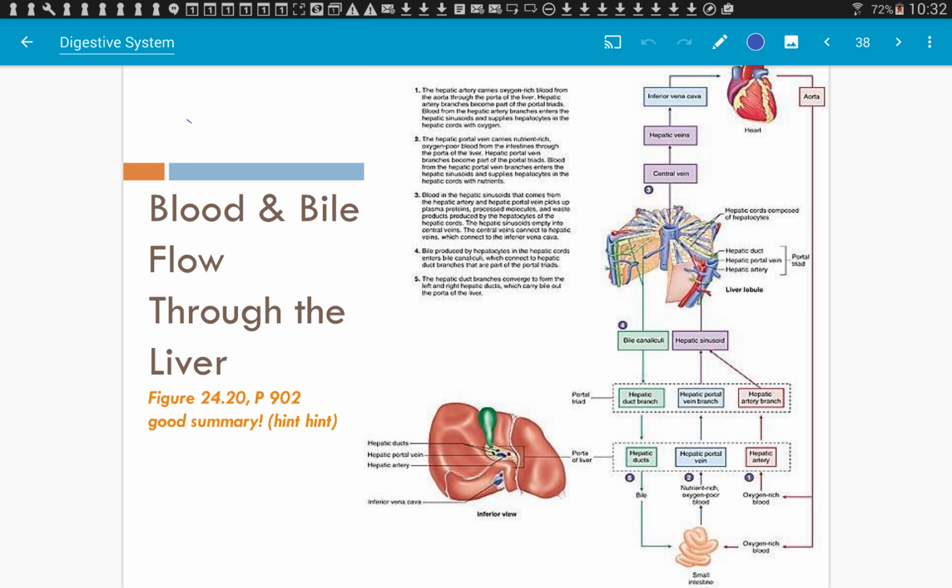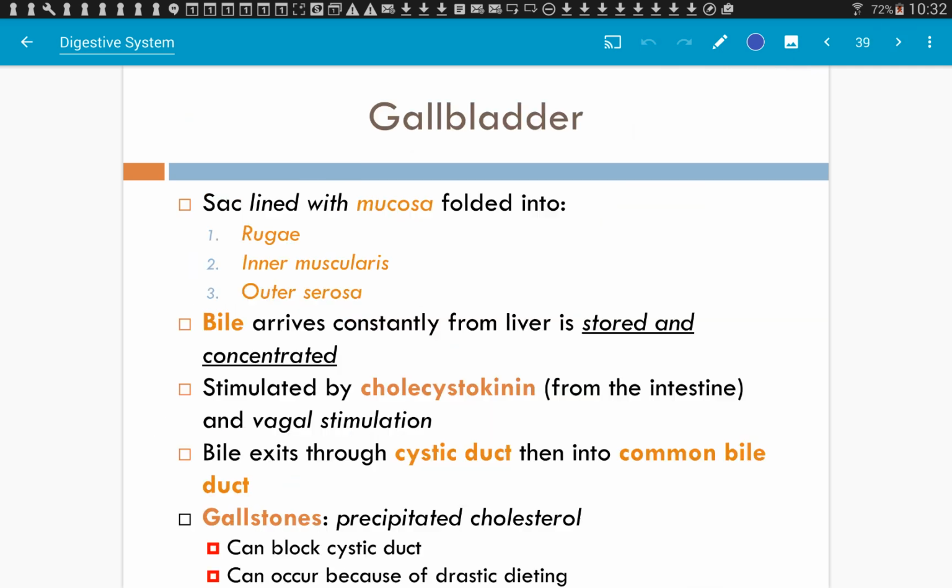I never asked you guys to know this slide. Gallbladder. Did I miss something? Okay. You guys are signing the sign-in sheet? It's going awesome. Thank you.